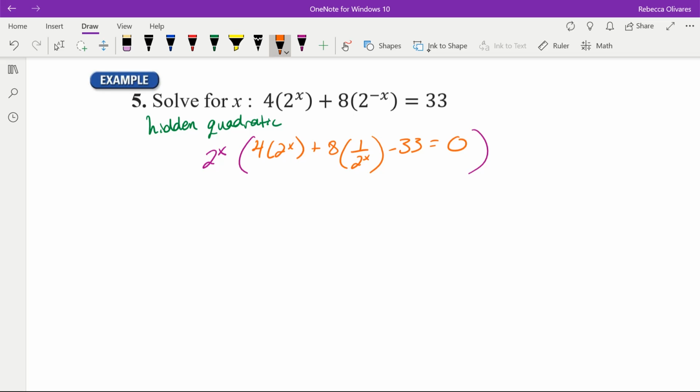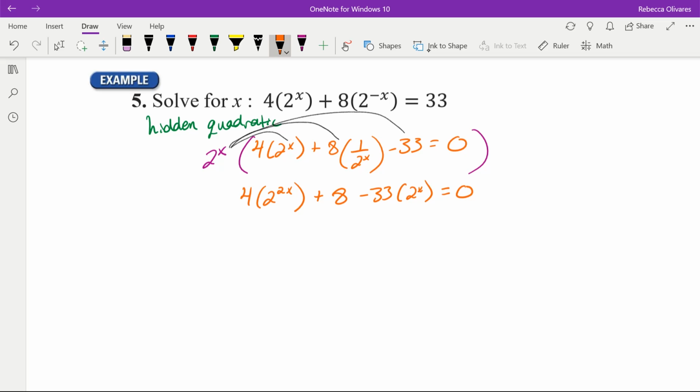So if I do 4 times 2 to the x times another 2 to the x, remember when the bases are the same, you add the exponents. So it's going to be 4 times 2 to the 2x. And then that 2 to the x times the 8 times 1 over 2 to the x. Hopefully you can see that the 2 to the x's are just going to reduce down to 1. So that's just a plus 8. And then we're going to have the 2 to the x times the negative 33. So that's just going to be a minus 33 times 2 to the x.